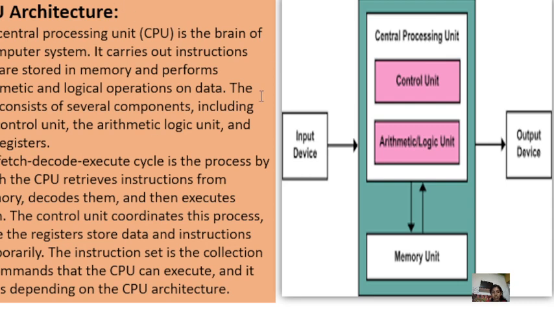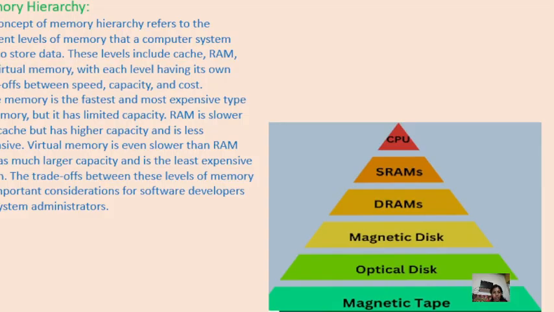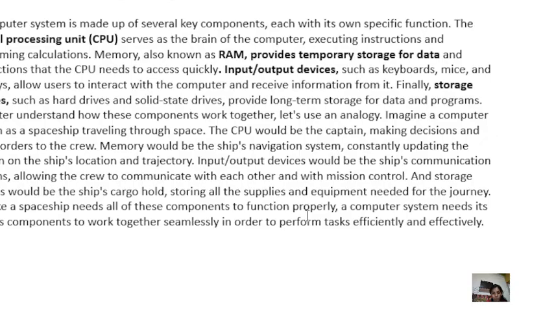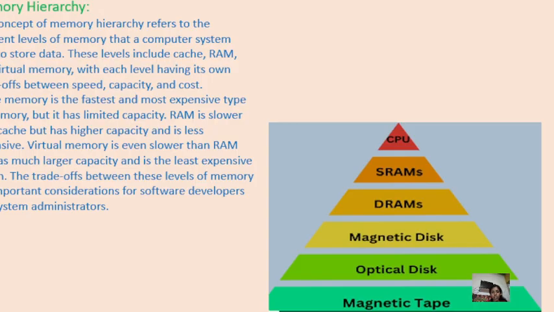So we are done with the CPU architecture, then we'll get into the memory hierarchy. What is the role of memory? Memory would be like a ship's navigation system, constantly updating the captain on the ship's location and trajectory. Likewise, in the system, it stores which file exists, what is the storage capacity of that file. So what is the path? All this comes in a memory hierarchy.